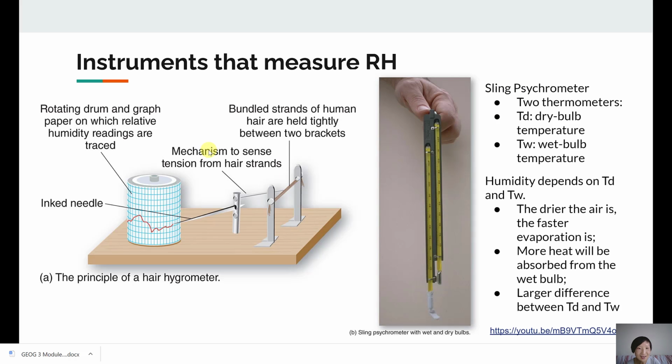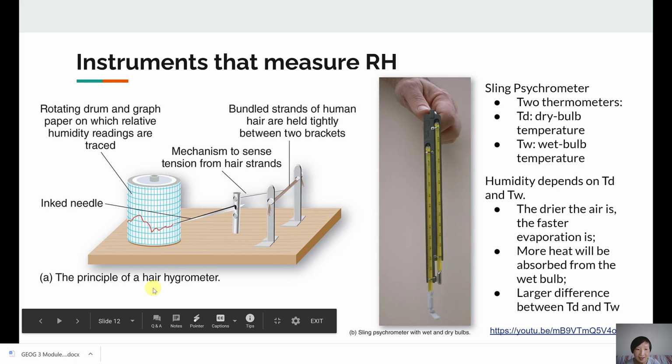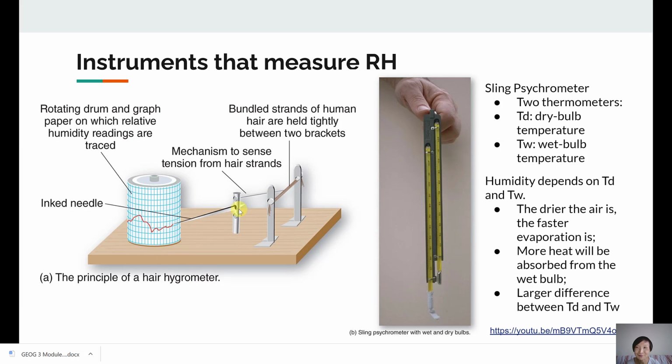All right, last but not least, how to measure it. You have multiple instruments. This hair hygrometer basically uses human hair. Someone says I have a bad hair day, right? When the hair is dry, it's very crispy and can be messy. The length of the hair will change. But we don't usually use this in the field work.